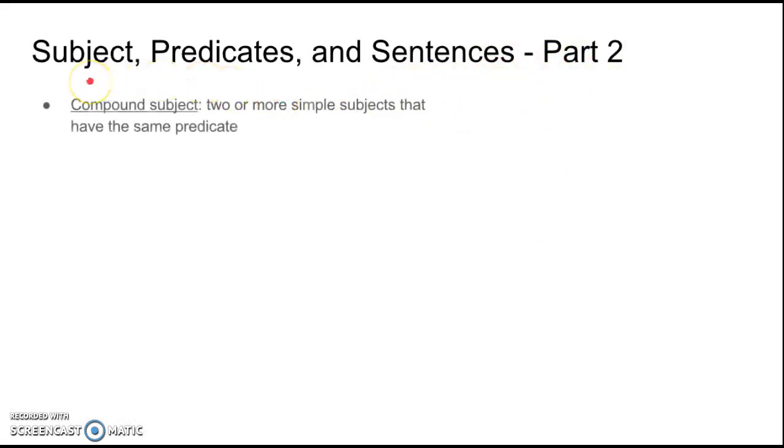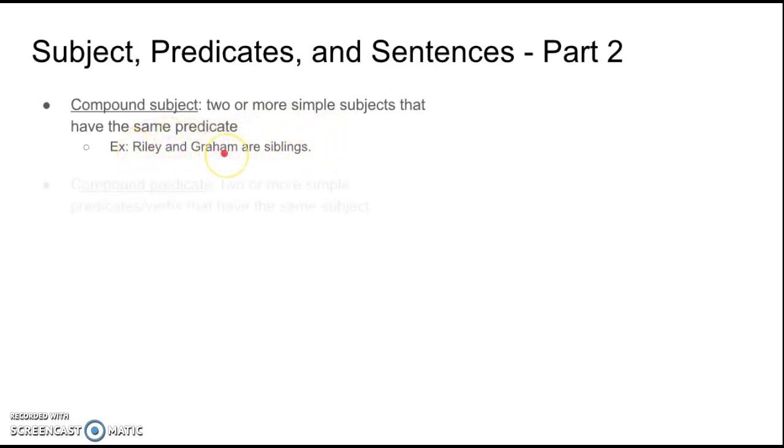Let's talk about compound subjects. That's 2 or more simple subjects that have the same predicate. We need an example, right? Sure we do. Riley and Graham are siblings. I just picked these names at random. I don't even know who these people are. Now, the predicate are siblings fits for both of these subjects.